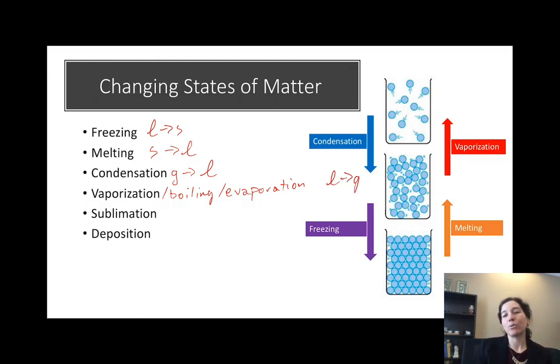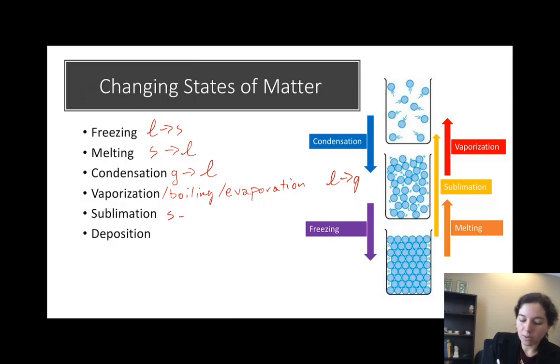And then these last two that you may not have heard of, sublimation and deposition. Sublimation is a property that not all chemicals exhibit. Same with deposition. This doesn't often happen for all of them. But it's when you go from a solid straight to a gas. There's no liquid. So this is when you go from solid straight to a gas.